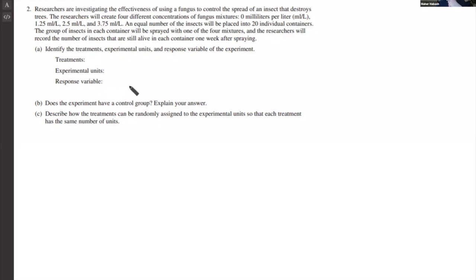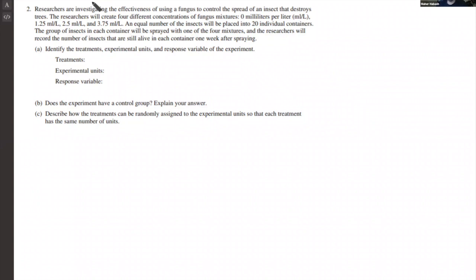What is the response variable? What's another name for a response variable? Dependent variable. And what is the dependent variable in this situation? Would it be the amount of insects left alive after the spray after 1 week? Perfect. Full points there.